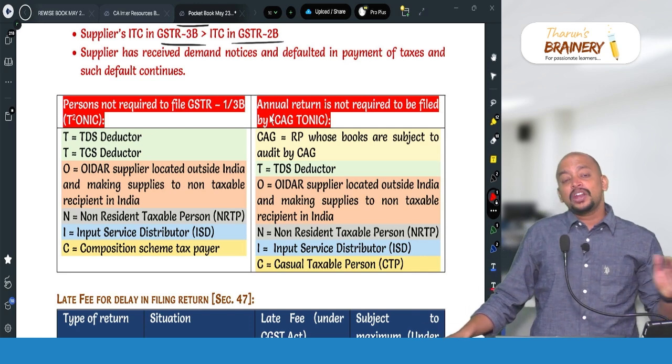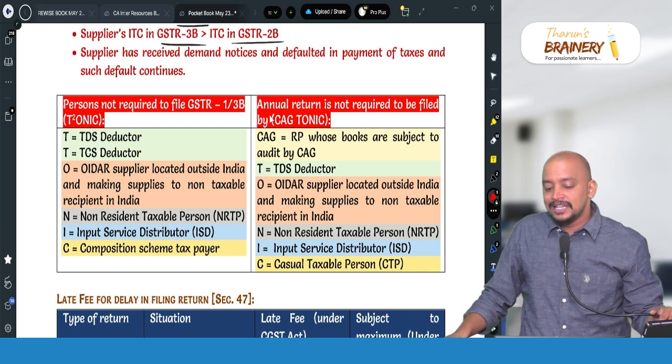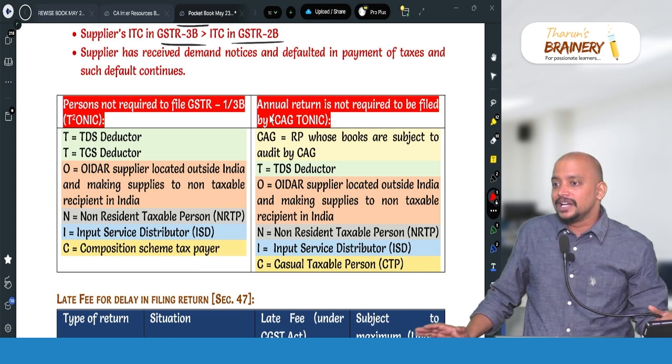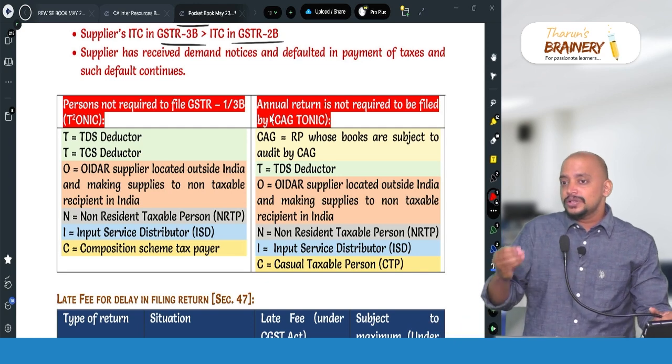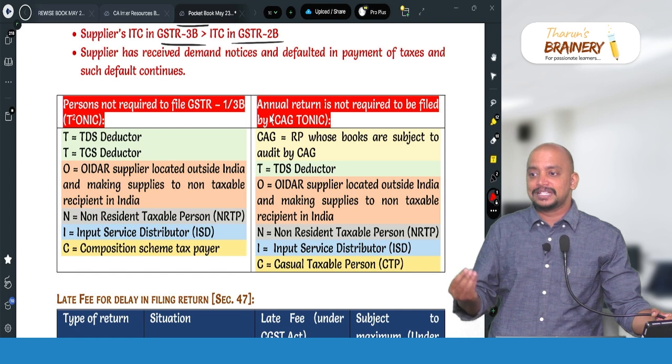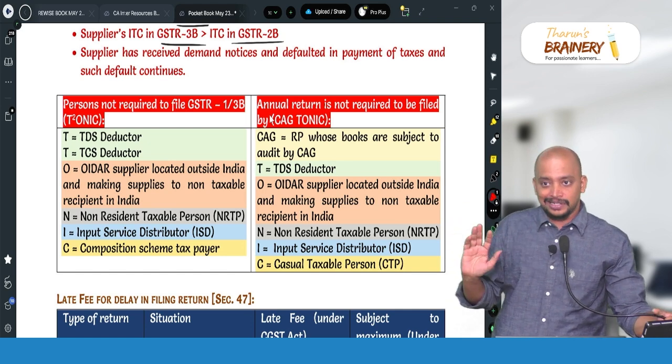Same way, who are not required to file annual return. Remember CAG tonic. CAG, Comptroller and Auditor General, that is those entities whose books of accounts are subject to audit by CAG, so there also annual return is not required.